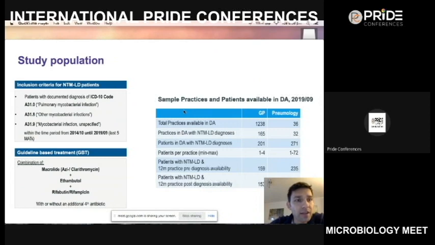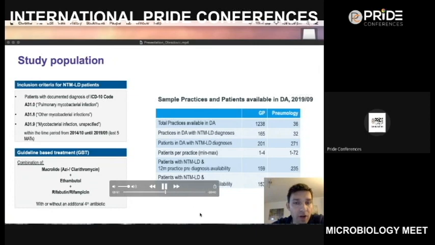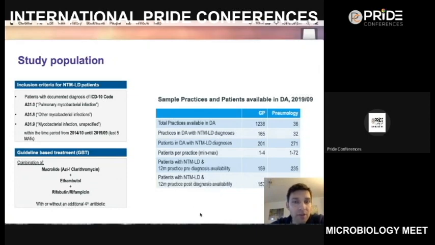We identified the patient population through the ICD-10 codes, which are listed here on the left in the corner. We also specified what guidelines-based therapy is, and we saw that we can identify approximately 400 patients in the database, with approximately 160 patients in GP practices and the rest in pulmonology practices.